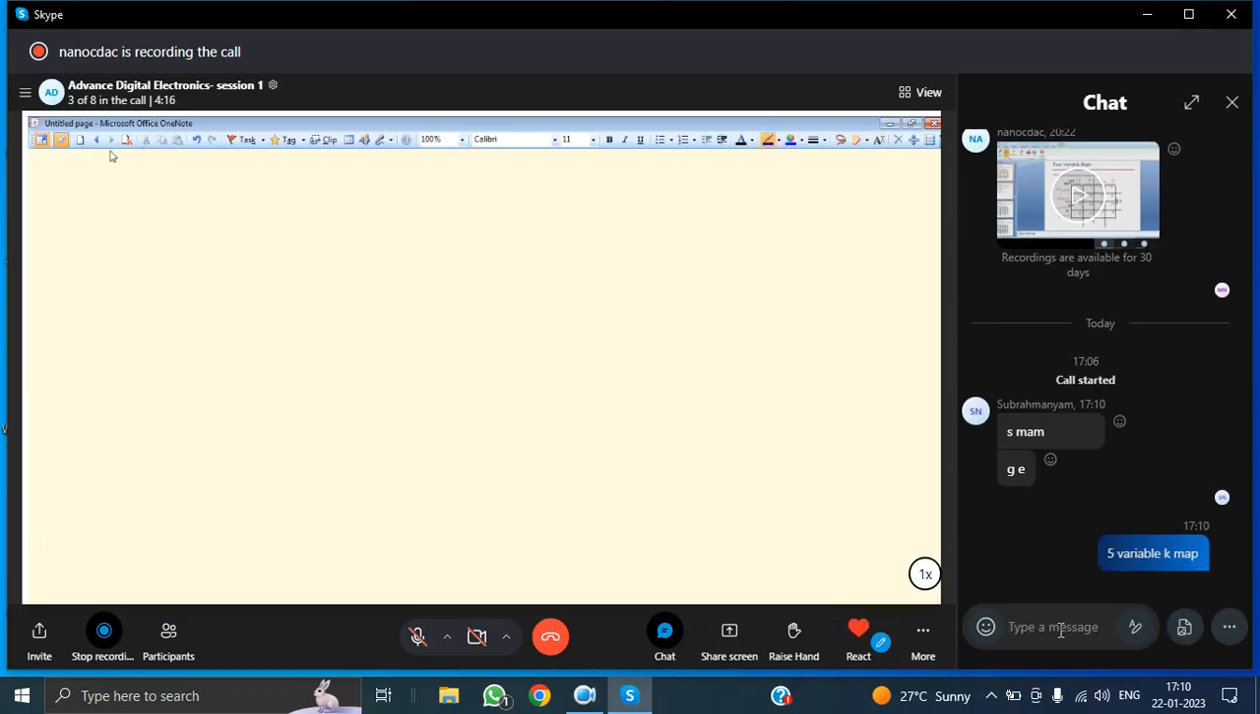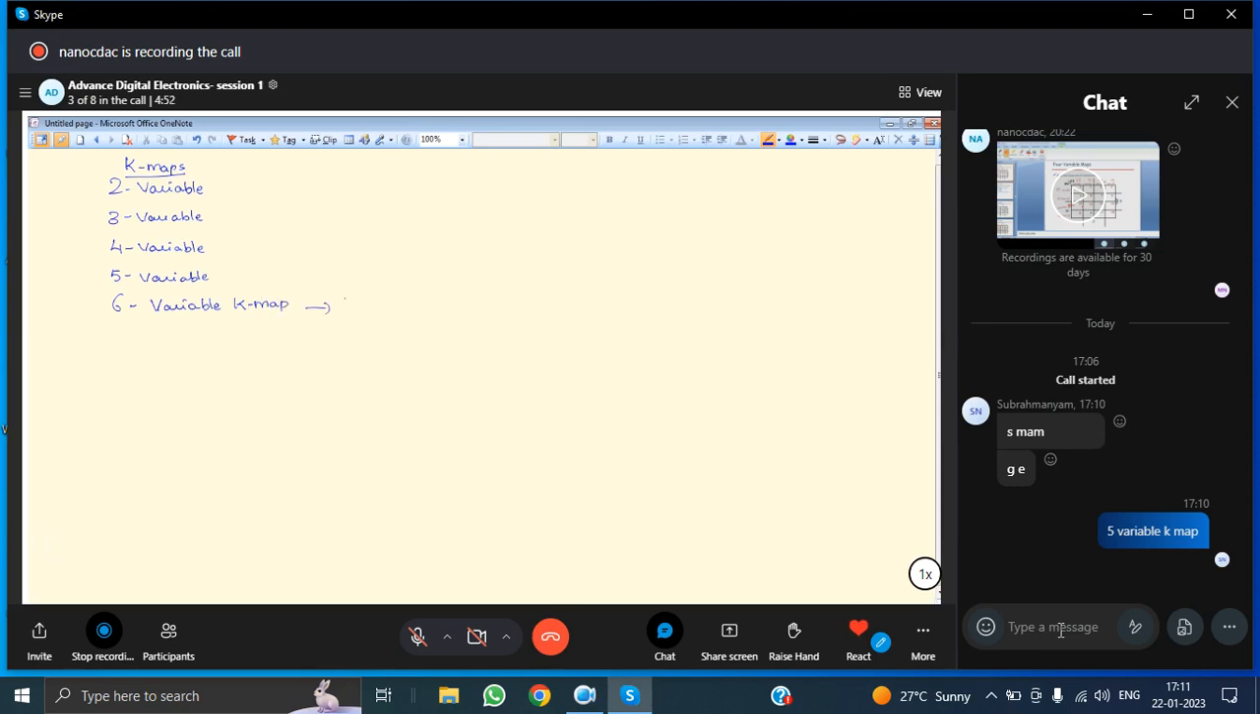In the last class we were discussing K maps. The two variable K map is done, and we have seen the three variable K map, the four variable K map, and the five variable K map. We do have a six variable K map also.